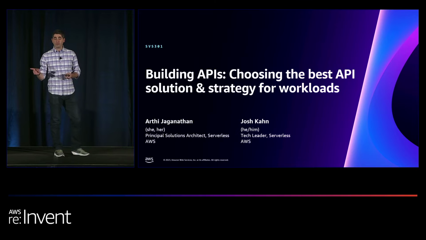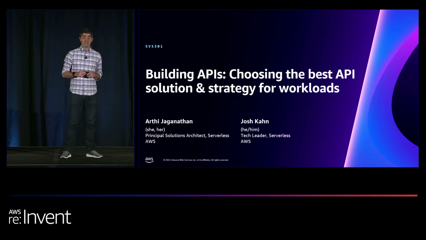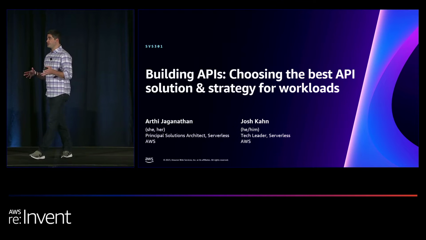In our session today, we're going to be talking about building APIs and how to choose the best API solution and strategy for your workloads. Over the years, we've seen customers move to more modern, modular architectures because they tend to provide some benefits like improved scalability, performance, and the opportunity for teams to innovate at different rates. Often you're using APIs to integrate between those modular systems.